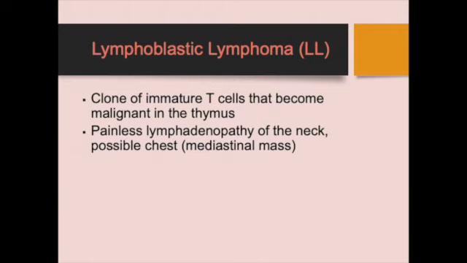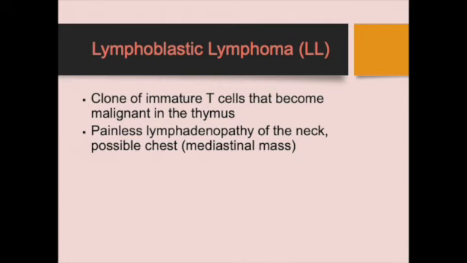Other organs that are associated are the liver, the kidney, the spleen, also the brain. And many individuals will also express the B symptoms, even though this is originating from a T cell. We'll see B symptoms like fever, night sweats, and weight loss.